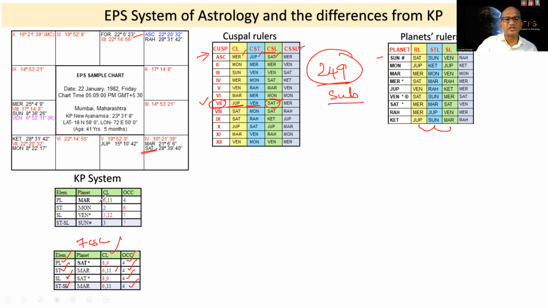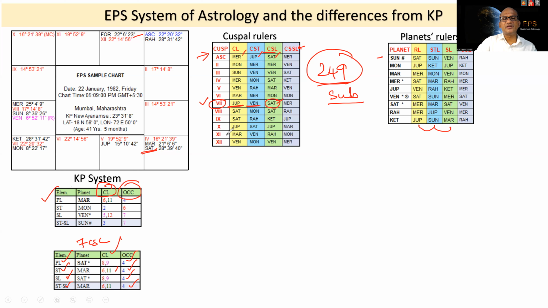Similarly for Mars also, if you consider it the same way, we take only the CL and OCC of the cusps, that is, which are the cuspal lord and which is the occupying house only. But we do not consider the CST and CSL.